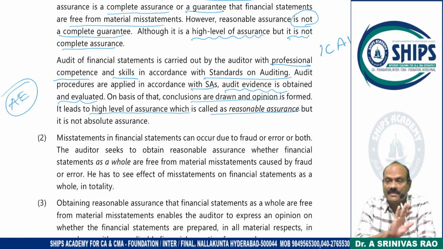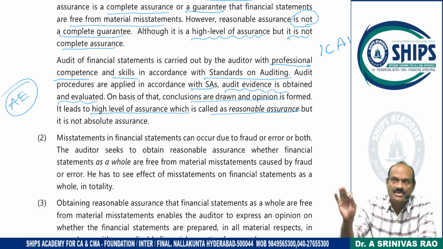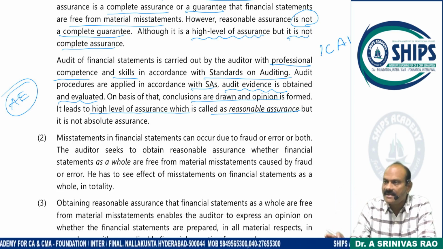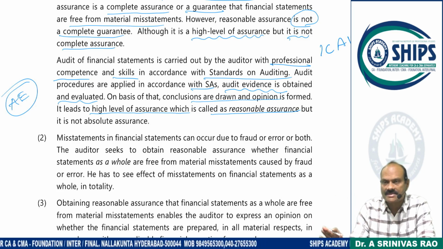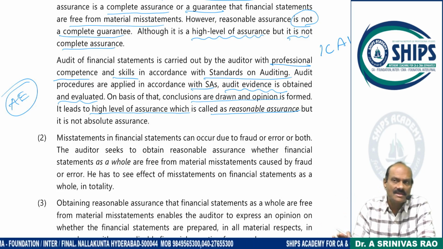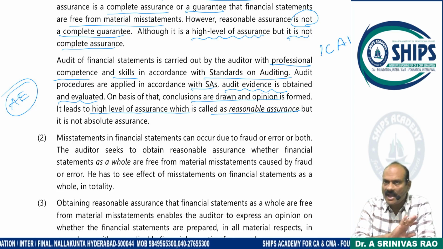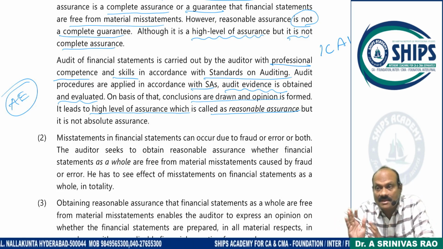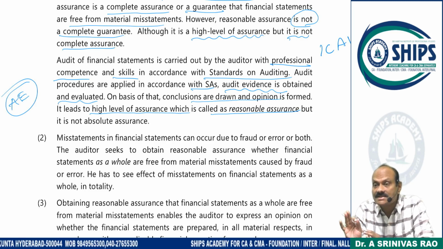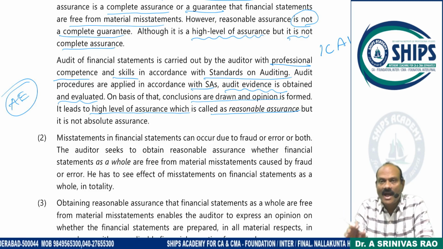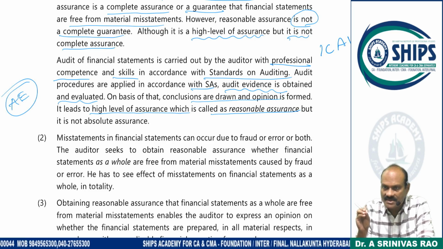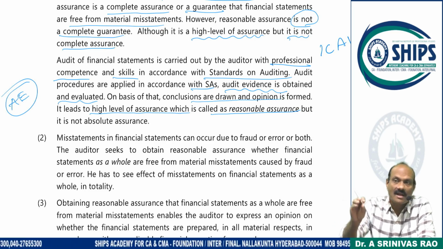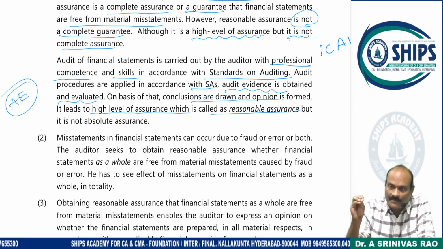Absolute means 100% assurance: these books are totally free from material misstatement. That is absolute assurance. Reasonable assurance means it is close to that; I am not giving a 100% guarantee because I am not doing 100% checking. It is test checking at random. I am going to select a few transactions, and only the selected transactions I have audited. They are called a representative sample.